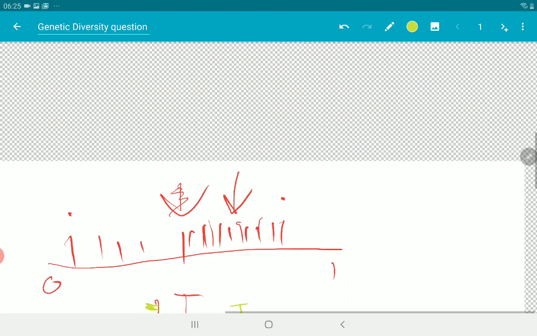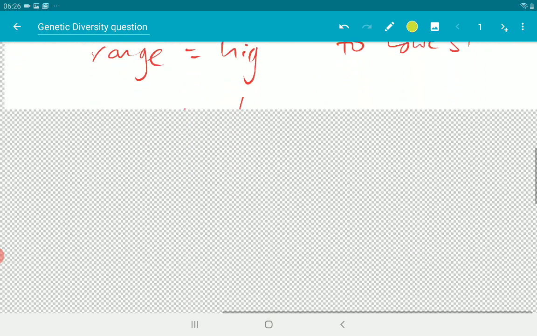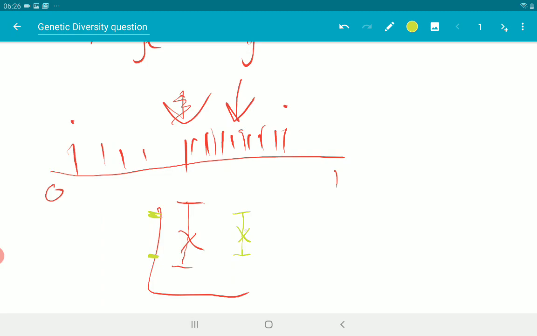Once you've calculated S, you only need to do it once, and then you've got the standard deviation from the mean. Then what you do is plot your mean, and plot one standard deviation higher than the mean, and one standard deviation lower than the mean.